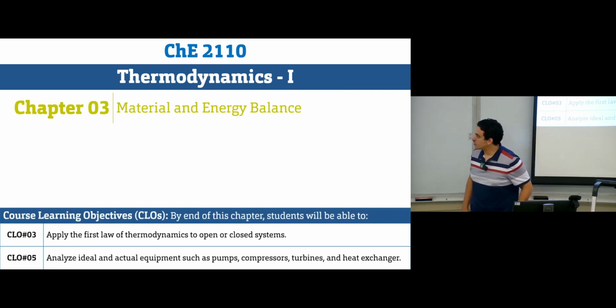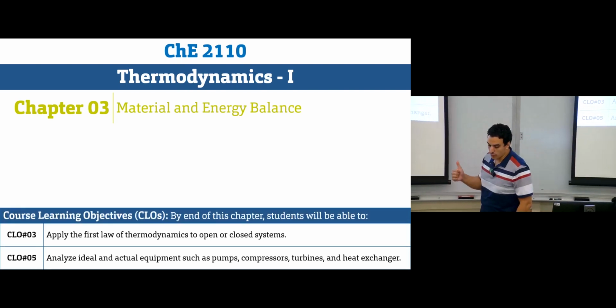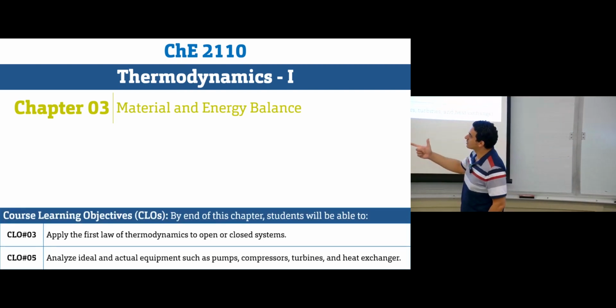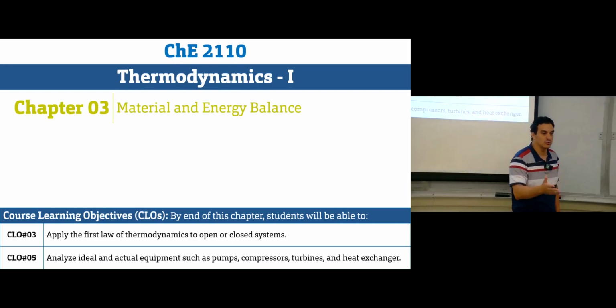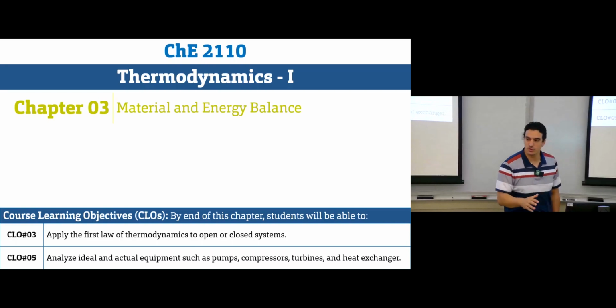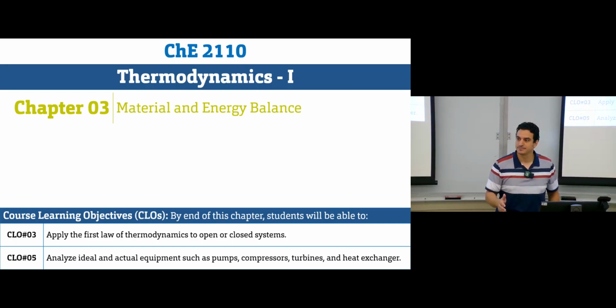In this chapter we need to learn two things. We need to understand and apply the first law of thermodynamics to different systems. Here we are talking about open and closed systems. Anyone remember the difference between open and closed system? What's the difference? Anyone can say?